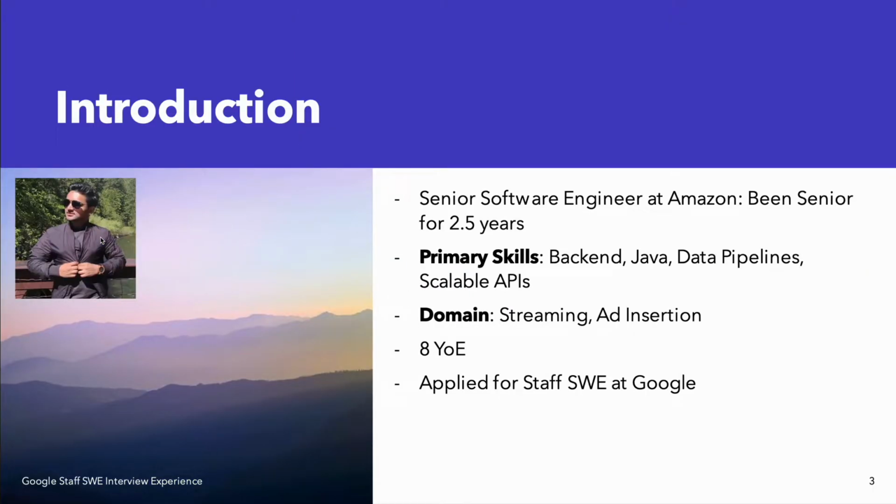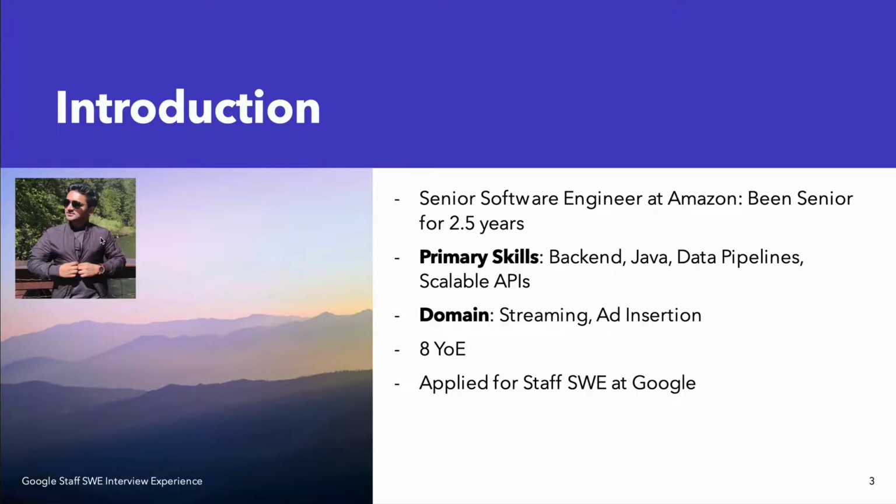Just a brief introduction of myself. I am a senior software engineer at Amazon. I've been senior for around 2.5 years, and I have a total of around 8 years of experience. My primary skills throughout my career have been backend architecture, backend development, Java, managing data pipeline streaming architectures, and building highly scalable APIs.